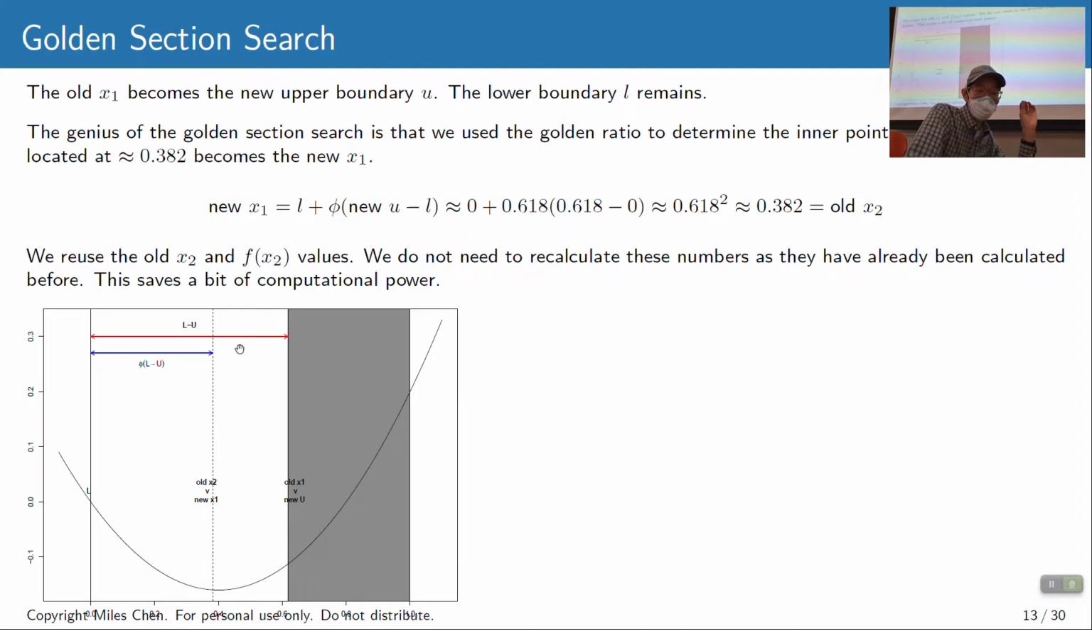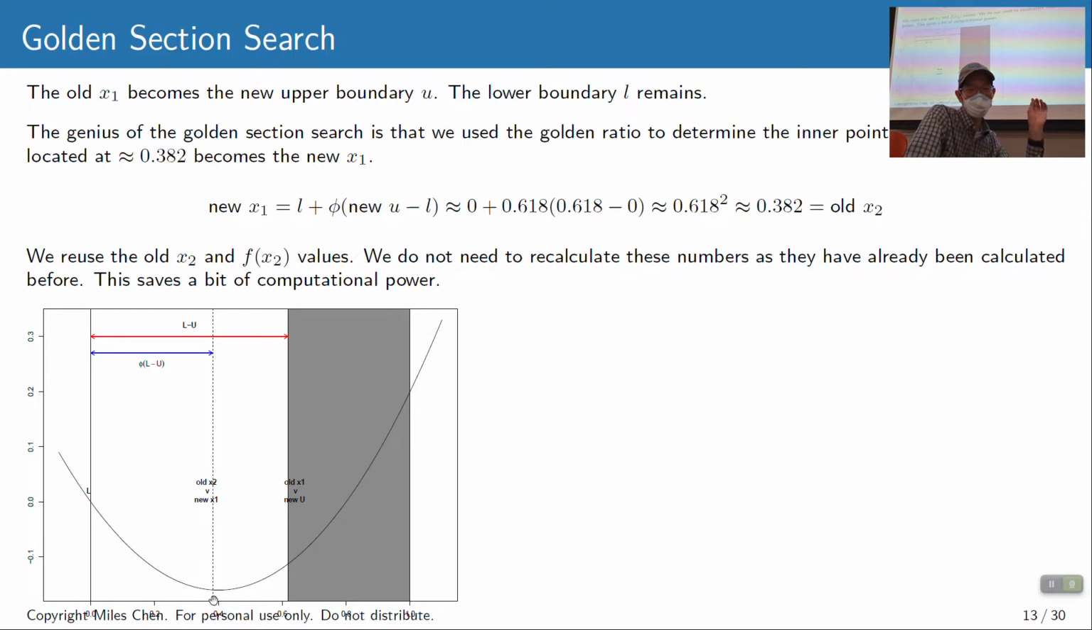Now that I've said x1, which is at 0.618, is my new upper bound, I ask, okay, where would my inner points be? I want a point that's 0.618 of the way from the lower bound to the upper bound, and I want a point that's 0.618 of the way from the upper bound to the lower bound. So what used to be x2 over here is going to become my new x1, because this is located at 0.382.